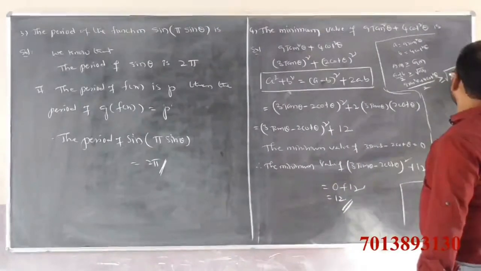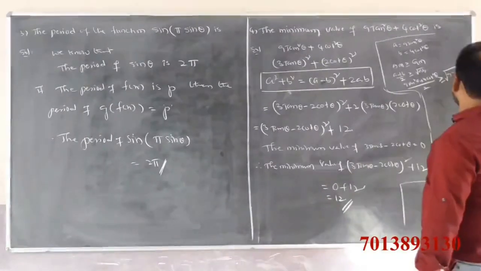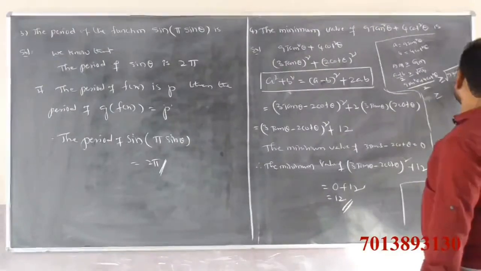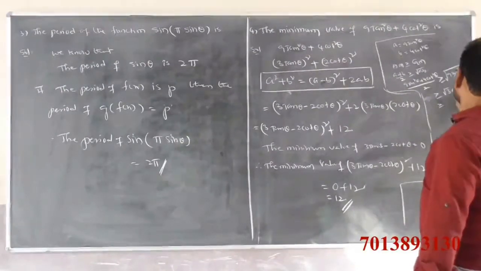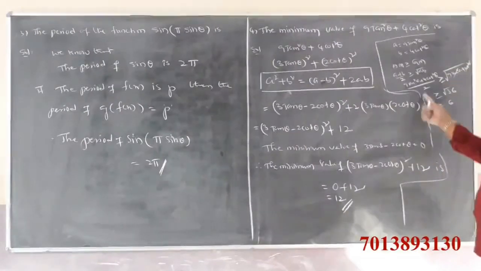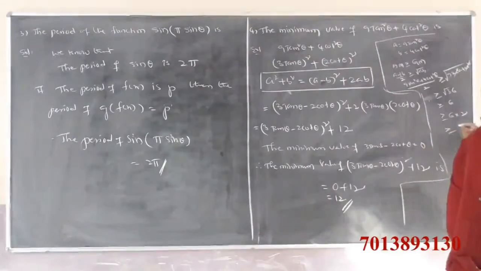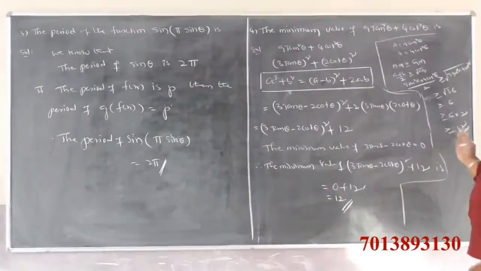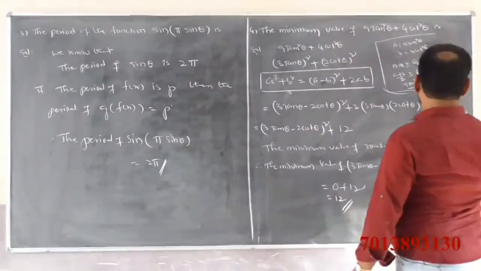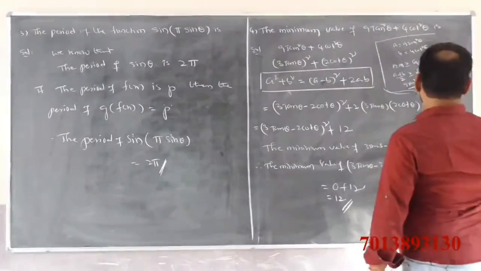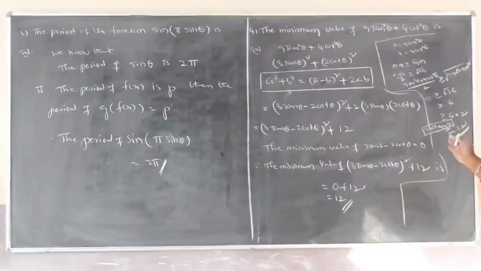the square root of 9 tan square theta into 4 cot square theta. Cot square theta and tan square theta get cancelled. That is the square root of 36, which is 6. If you transpose 2 from LHS to RHS, we get 6 into 2, so we get 12. So the value of 9 tan square theta plus 4 cot square theta is greater than or equal to 12. So the minimum value is 12.